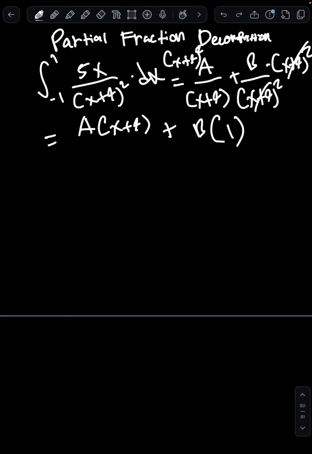Okay? So now, what does this equal to? We dealt with this denominator portion here, right? Now we need to deal with this top portion. What we're going to do is set that numerator equal to our entire a and b function. Remember, this is just b times 1, so you can just get rid of the 1. You don't really need it there. So you'll just be left with 5x equals a times (x plus 4) plus b.